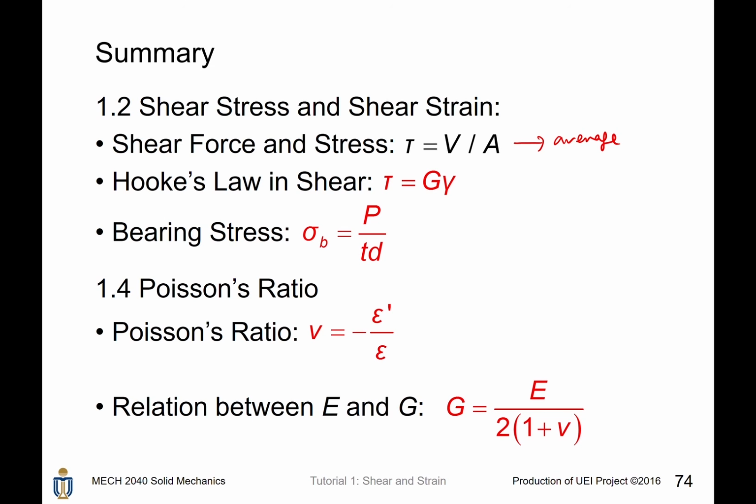Also, we learned about Hooke's law in shear, which is given by tau equals G times gamma, where gamma is the shear strain and G is the shear modulus. We also talked about the bearing stress on a bolt. The bearing stress is given by P divided by td, where td is not the area of the cylindrical surface. It is a rectangular surface, lies in the middle of the cylinder. Also, we discussed about the Poisson's ratio nu. Nu equals minus of lateral strain divided by the axial strain. We also discussed the relationship between E and G. So the shear modulus is given by E divided by 2 times 1 plus nu.